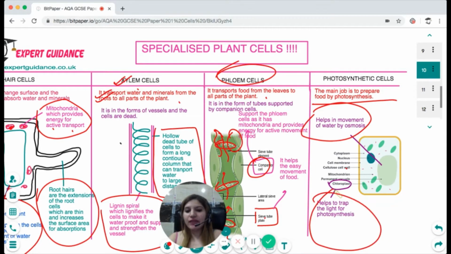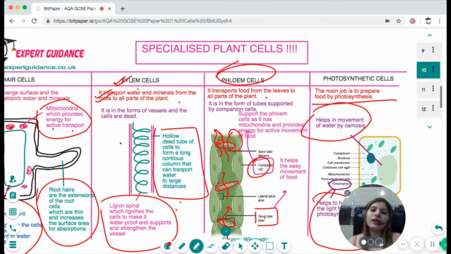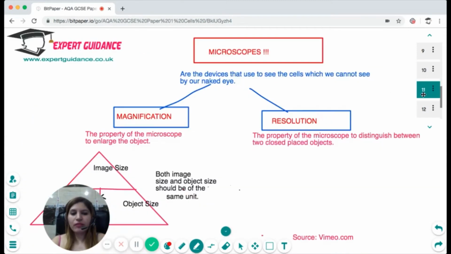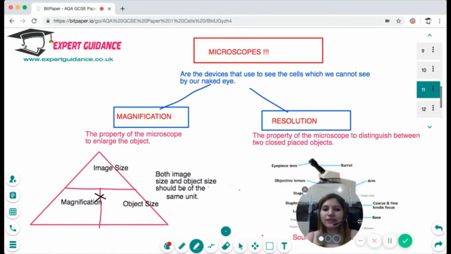It is having loads of chloroplast that helps it to trap light for photosynthesis. Also, these cells lie flat onto the leaf surface so that they can easily absorb water and carbon dioxide for quick photosynthesis. Okay, so I hope these special plant and animal cells are clear to you.